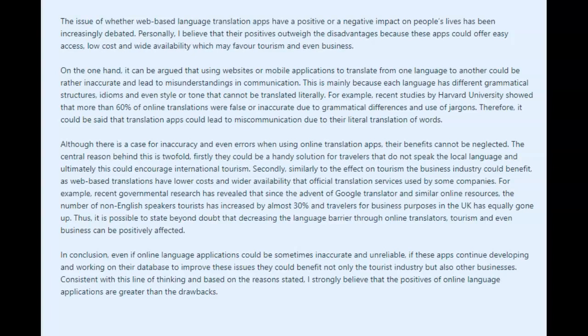The issue of whether web-based language translation apps have a positive or negative impact on people's lives has been increasingly debated. Personally, I believe that their positives outweigh the disadvantages because these apps could offer easy access, low cost, and wide availability, which may favor tourism and even business.